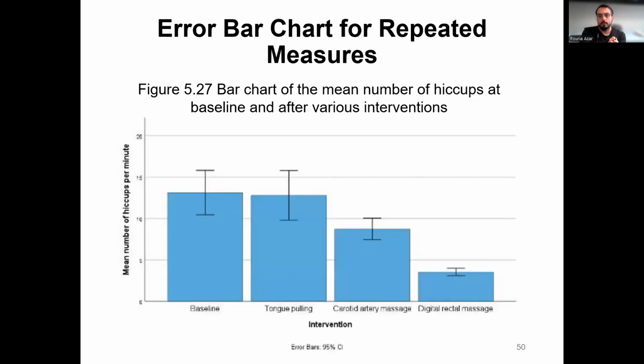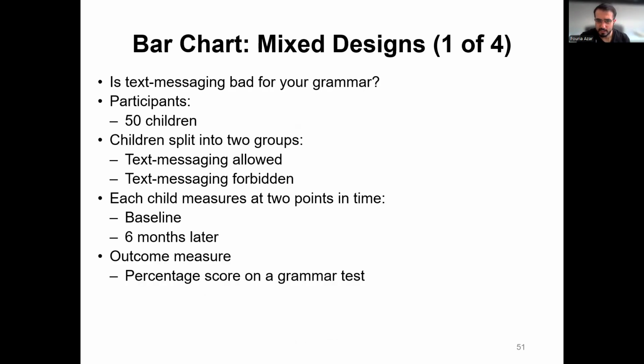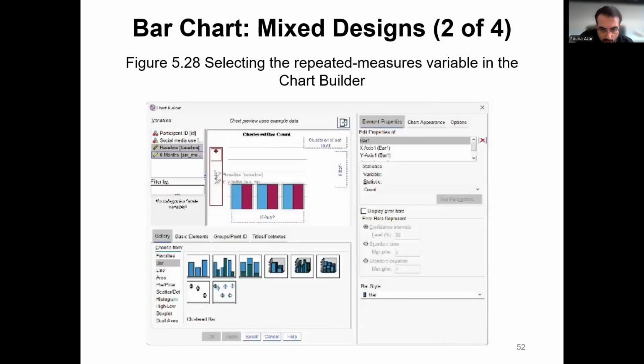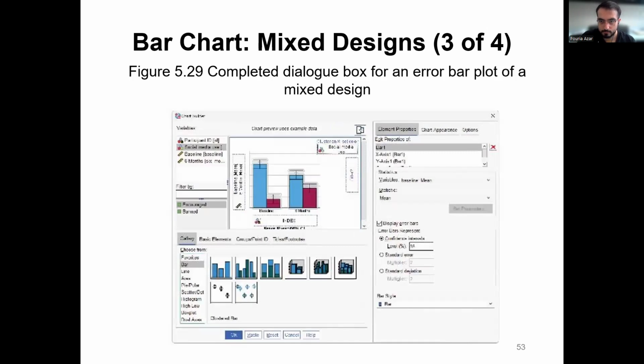In the previous one, this is a repeated measures design, but I only have one group. It doesn't represent the data by gender, by race, by education level, or whatever. But in the mixed design, I have the same type of repeated measures design, but here I split my data by groups, here 2 groups, text messaging allowed and text messaging forbidden. So again, I would choose the cluster bar, and drag and drop my variables into drop zones. I choose my element properties.